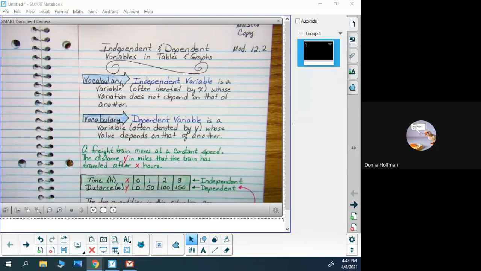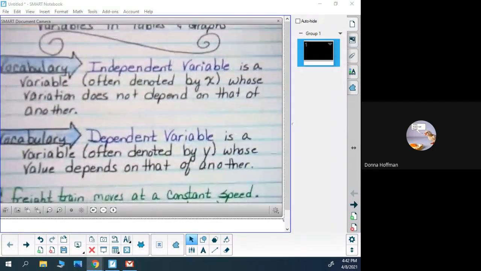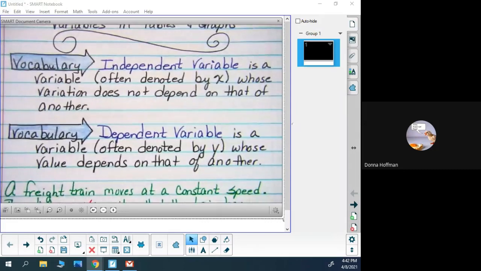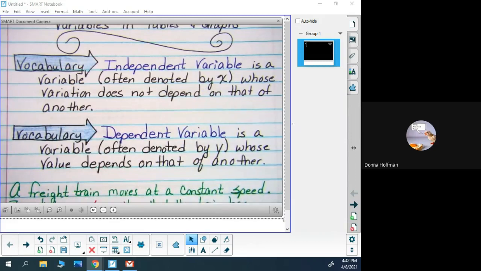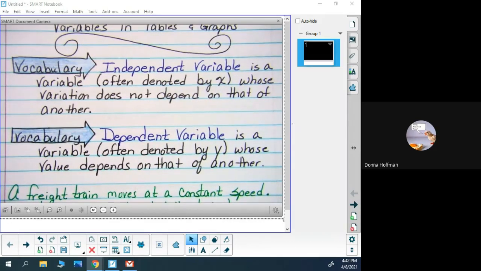This is lesson 12.2, module 12, lesson 12.2, independent and dependent variables in tables and graphs. So the new words that we need to learn are vocabulary words: independent variable and dependent variable. An independent variable is a variable, often the X value in your table, whose variation does not depend on that of another.